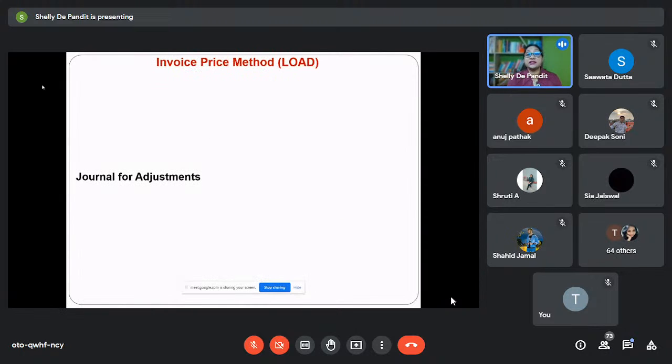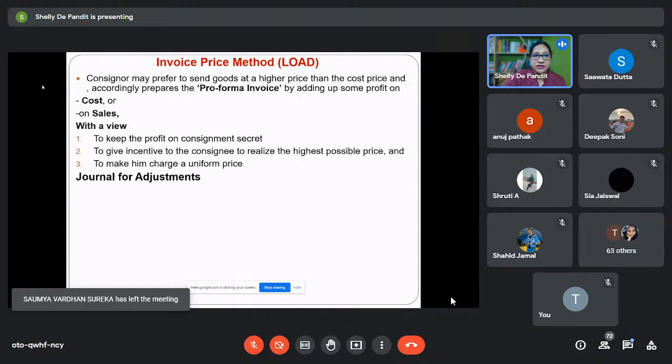Now let us concentrate on the second portion of the part of the consignment. That is the invoice price method, or in general term, the students often tell that this is a sum of load. Okay, but you know the invoice price and load are two different things. Okay, let us concentrate on that. So what is load? What is invoice price? The invoice price is nothing but pro forma invoice.